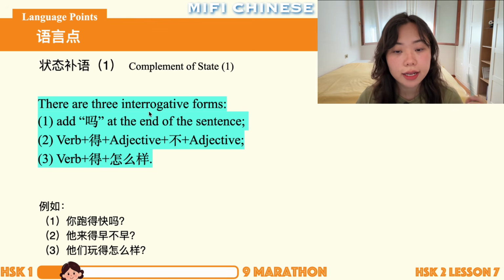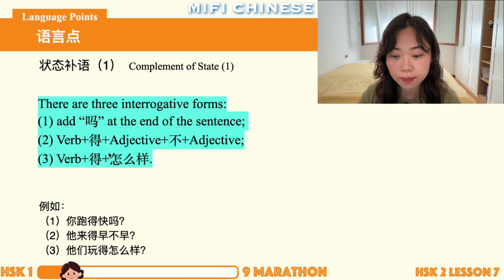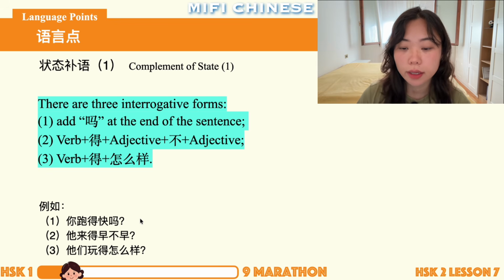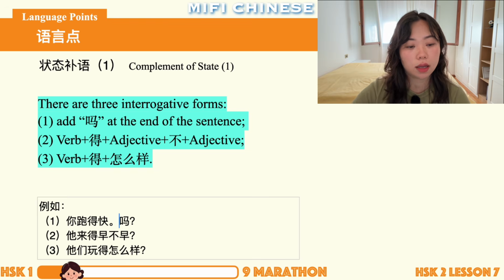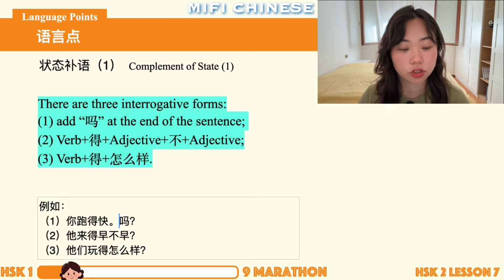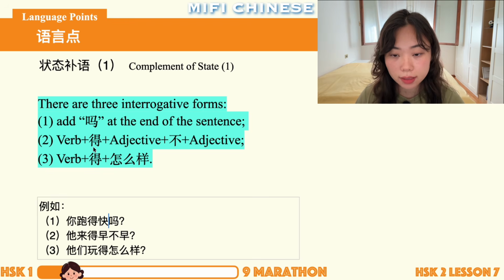Then let's see, what about if we want to ask questions? The 3 interrogative forms. First, you add ma at the end of the sentence. The most straightforward one, really easy. 你跑得快吗? If you don't have the ma, just like this, 你跑得快, right? It's just a statement sentence. You run fast. But if you want to ask, do you run fast? Just add ma directly.